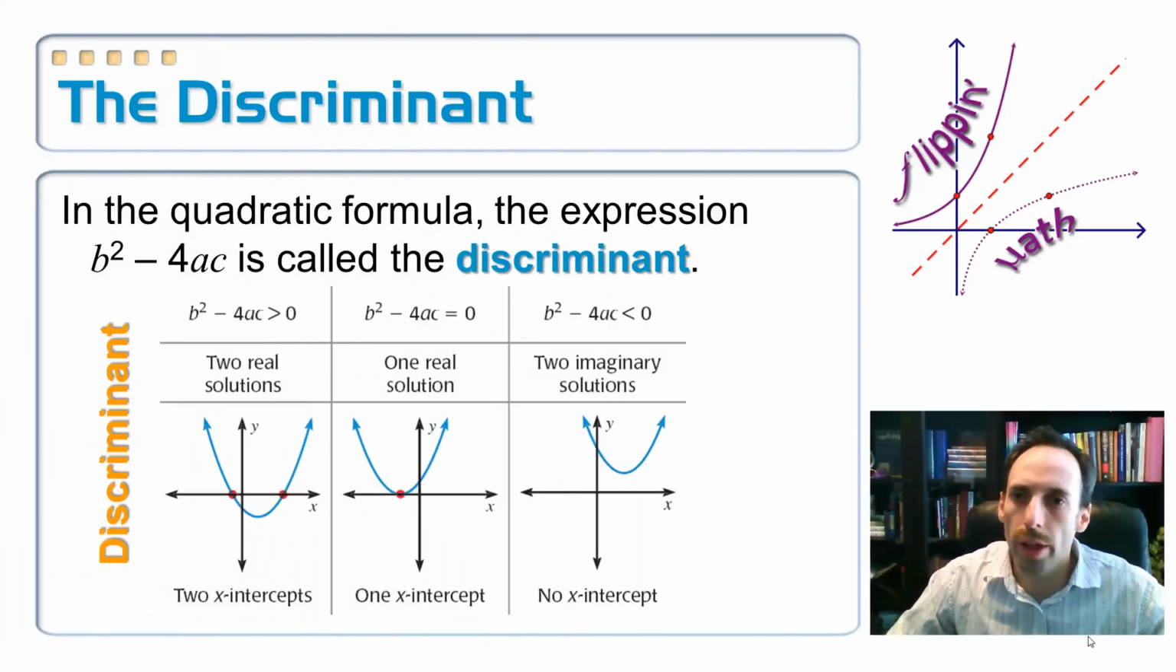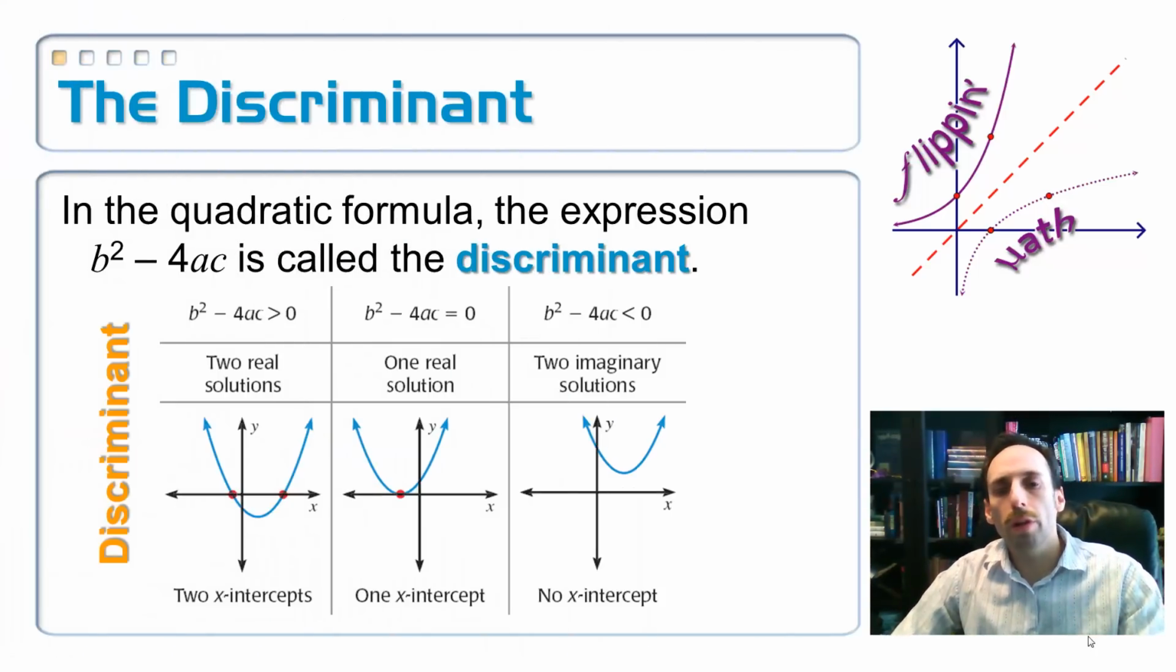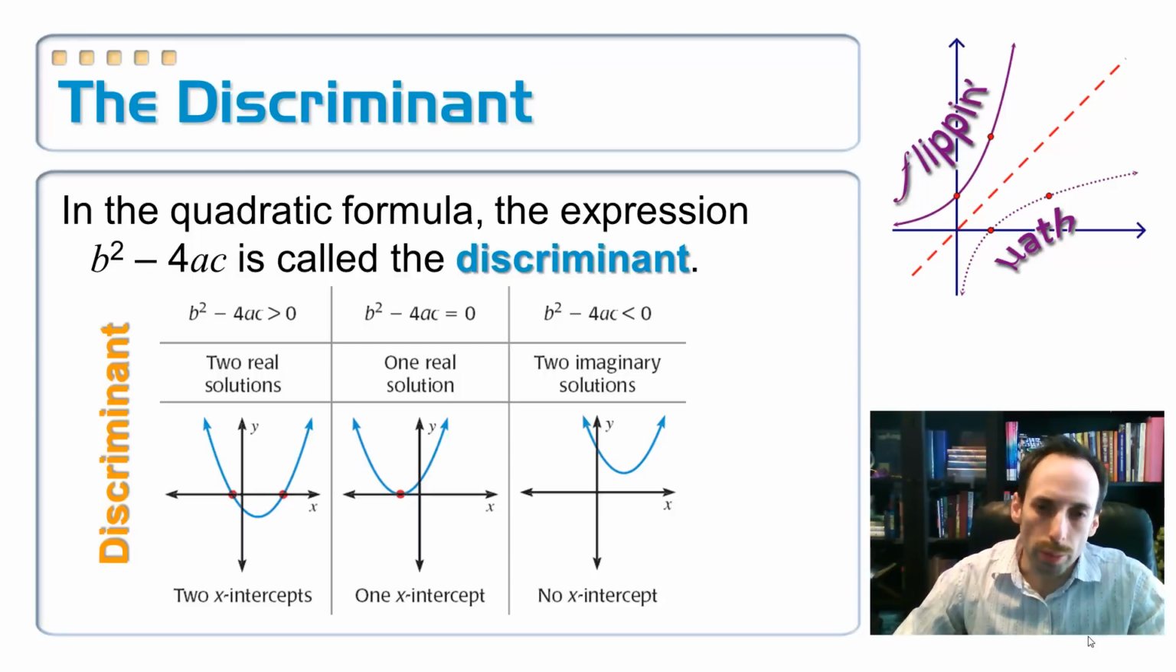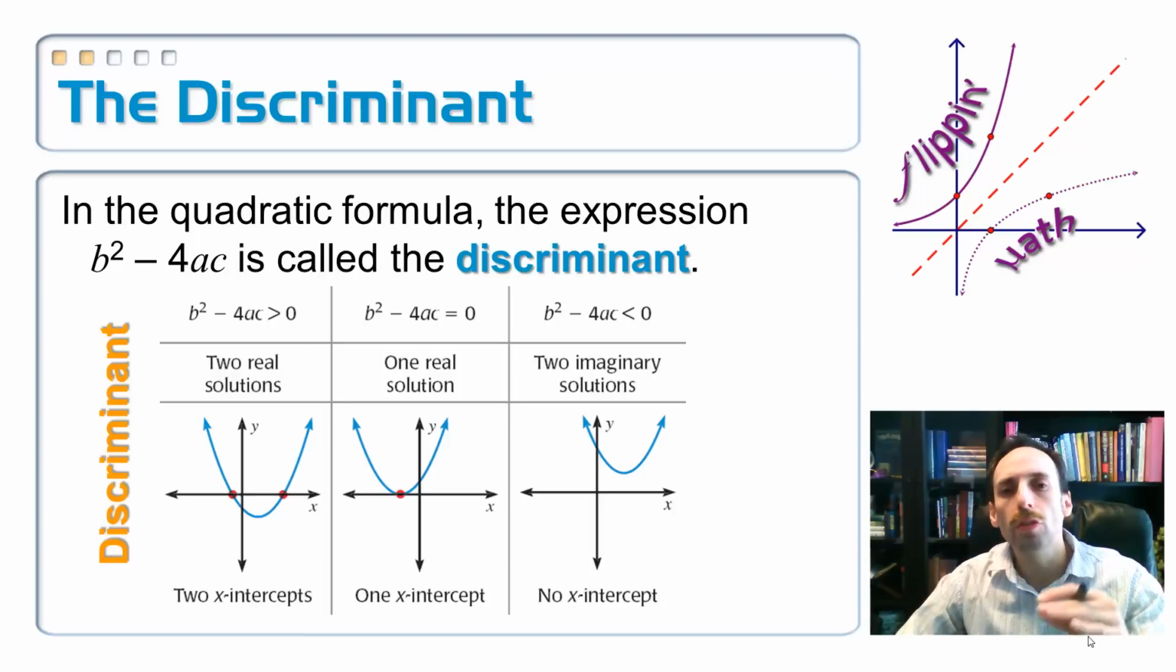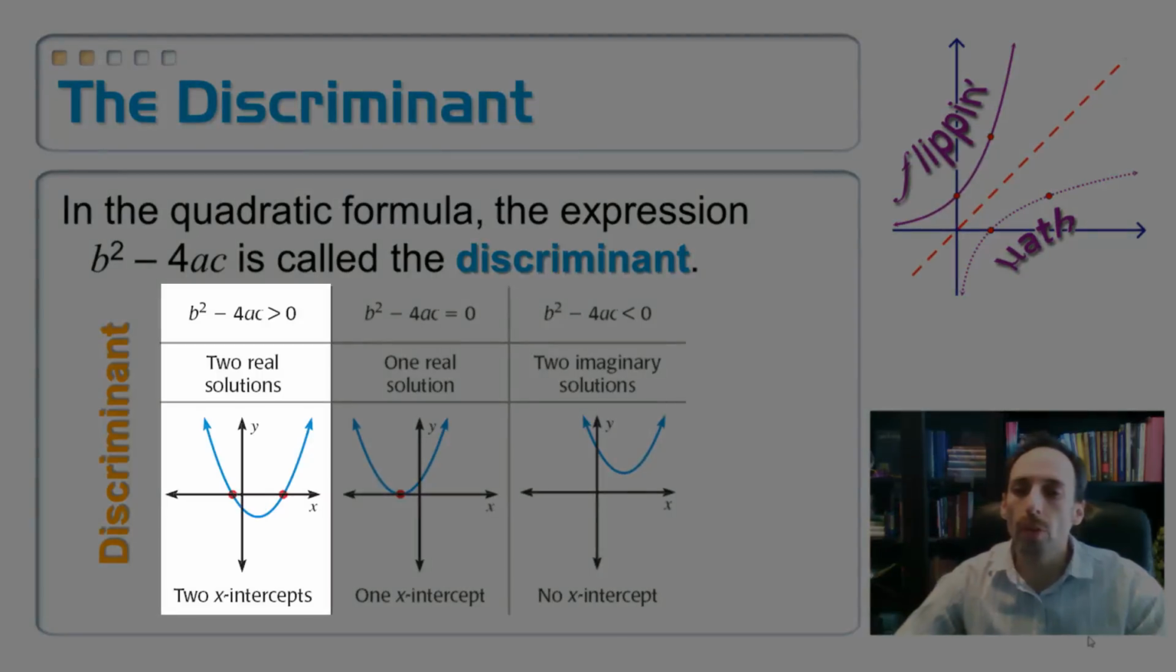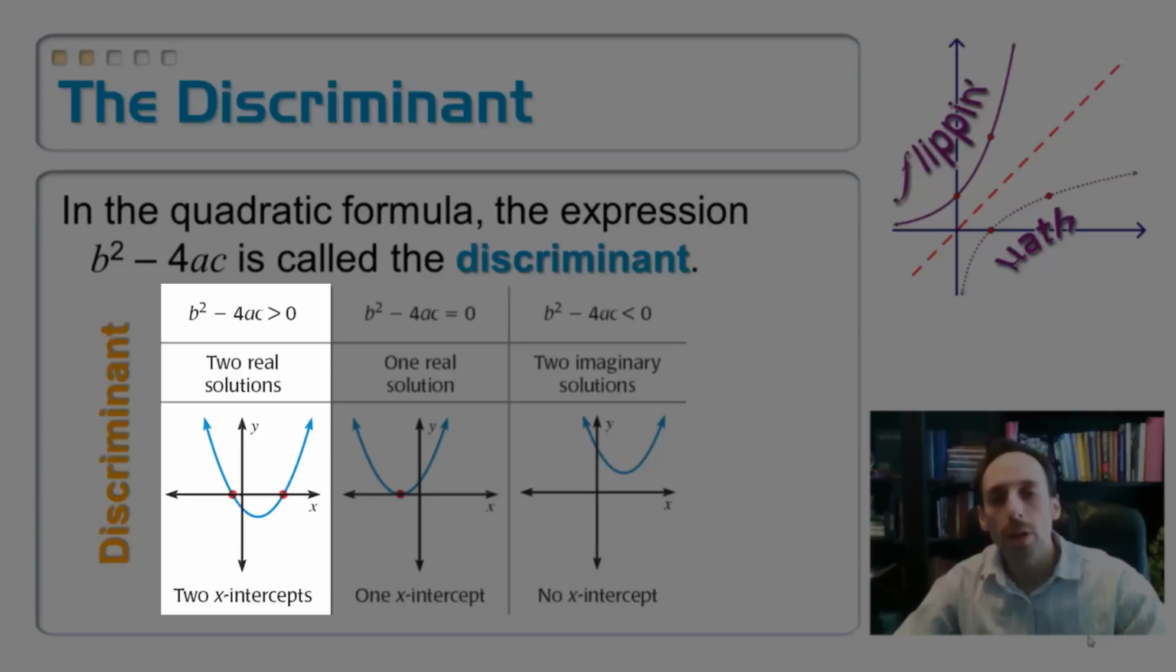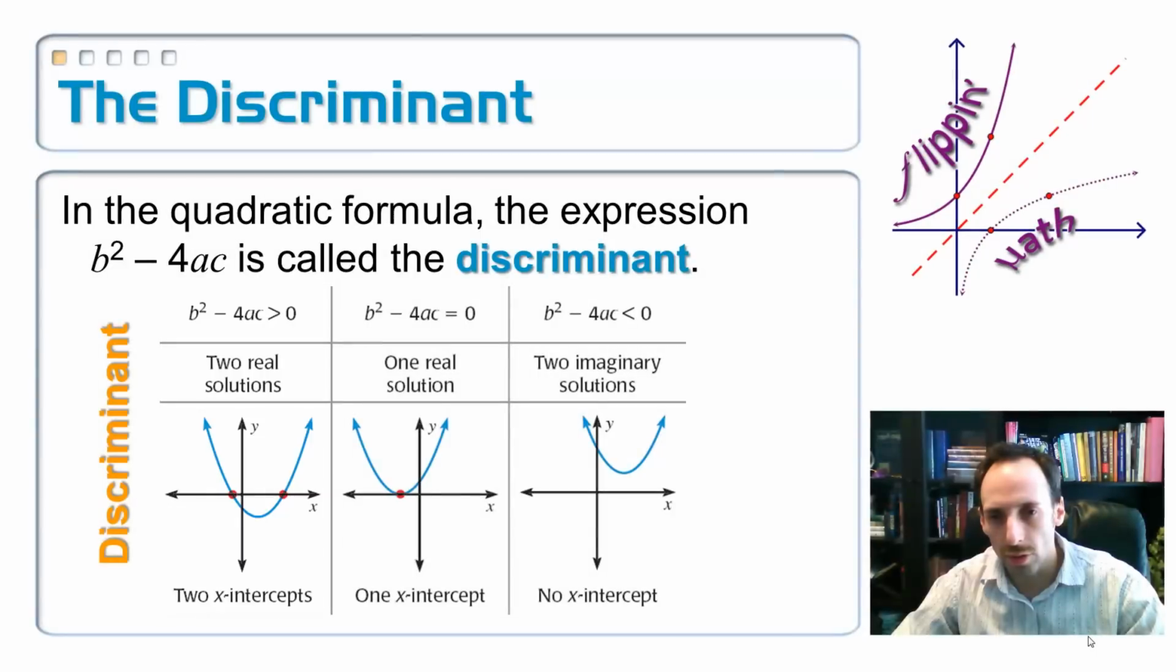So to summarize all that, for the discriminant, the quadratic formula, that expression, b squared minus 4ac, is called a discriminant. It's called a discriminant because it's discriminating between what kinds and how many answers we're going to have. If b squared minus 4ac is greater than 0, we're going to have 2 real solutions. If I look at the graph of that parabola, it's going to touch the x-axis at 2 different places. Those are our 2 x-intercepts.